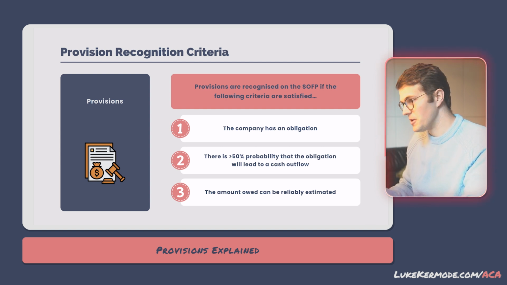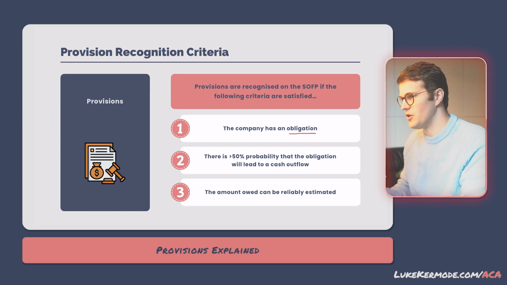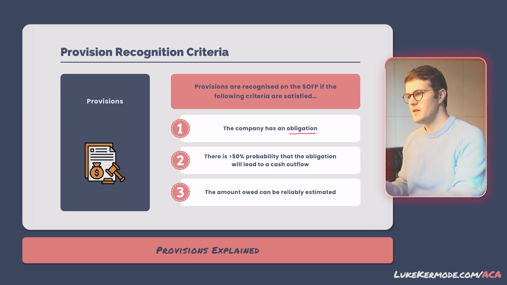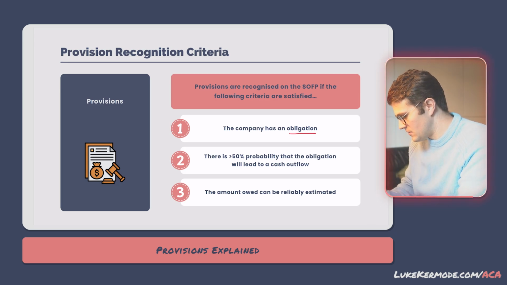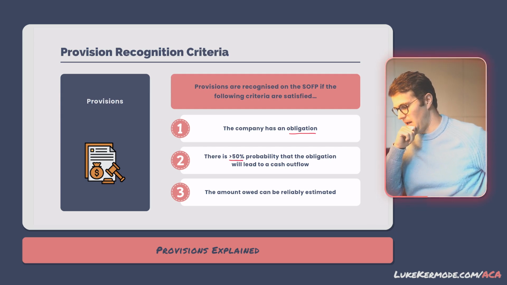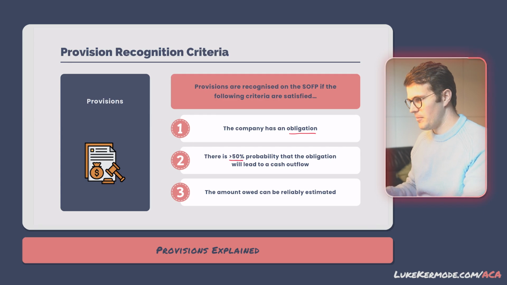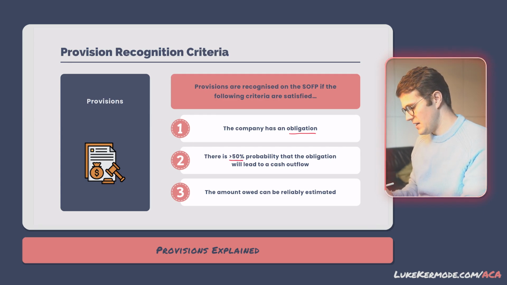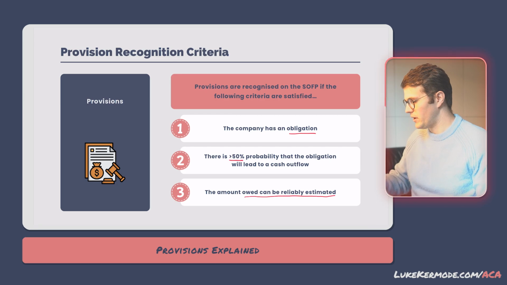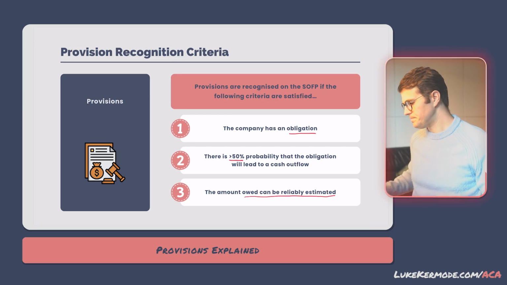First, the company must have a present obligation. Second, it must be probable that settling the obligation will lead to a cash outflow for the business. And by probable, we mean that there's more than a 50% chance of a cash payment being made. Third, the company must be able to reliably estimate the outflow amount. If all three of these criteria are satisfied, then a provision must be recorded within a company's financial statements.